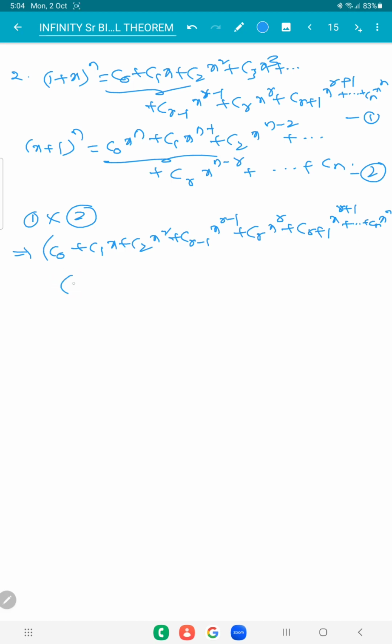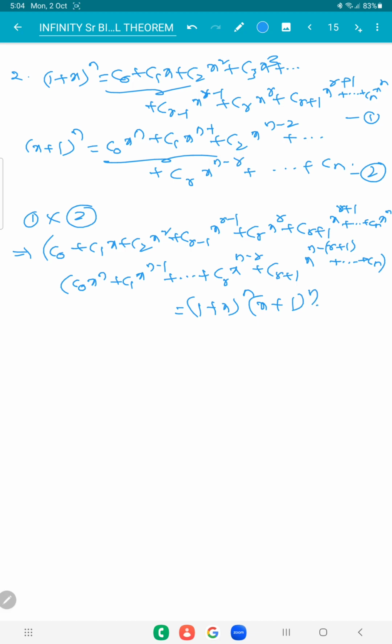So the right hand side of the second equation is c0 x power n plus c1 x power n minus 1 plus and so on plus cr x power n minus r plus cr plus 1 x power n minus r minus 1 plus and so on plus cn. The right hand side is 1 plus x whole power n into x plus, this is the main step. What I am going to write is the main step now.